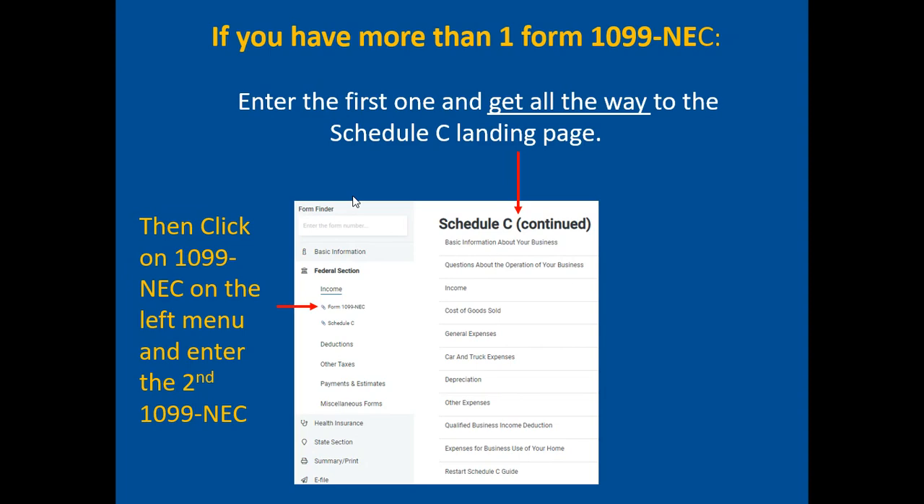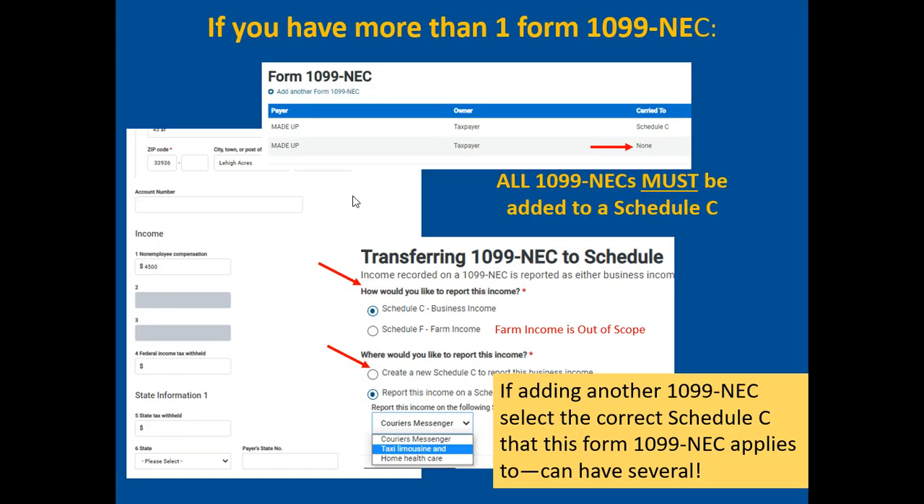If you do have a second 1099 NEC that needs to go on the same Schedule C you started, as soon as you get to your Schedule C income or Schedule C menu, I strongly suggest you go back and click 1099 NEC again. I believe you should put all your income in first, then work on your expenses. It's easier, you won't make a mistake. Just like a tax return, income comes first. Do all your income first. So you're going to click on the 1099 NEC, you're going to fill it out.